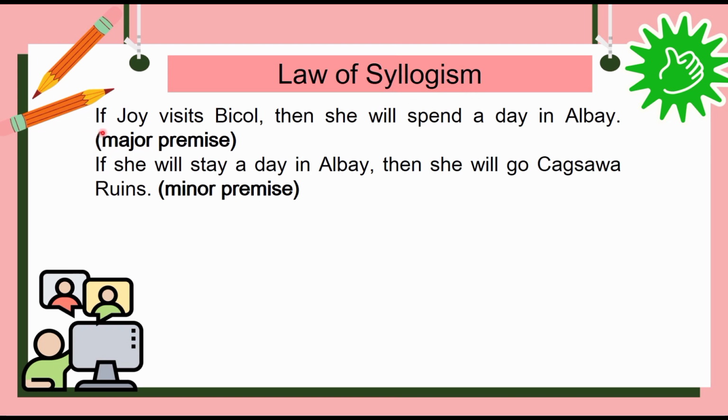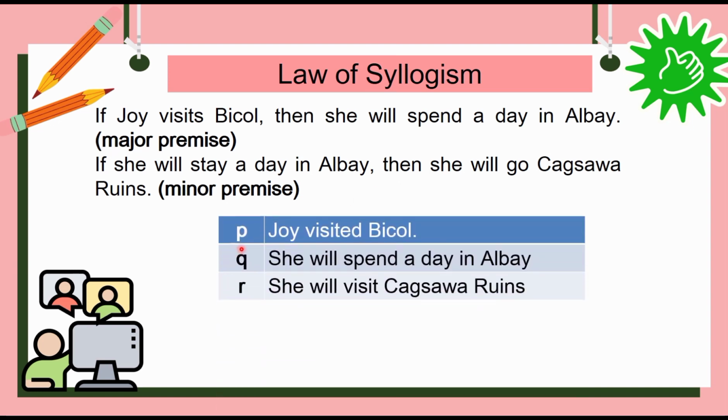If Zoe visits Bicol, then she will spend a day in Albay. That is our major premise. And for our minor premise, if she will stay a day in Albay, then she will go to Cagsawa ruins. So that is our second premise. Now, let us have our arguments. For our P, our hypothesis, Zoe visited Bicol. For our Q, she will spend a day in Albay. And for our R, she will visit Cagsawa ruins.